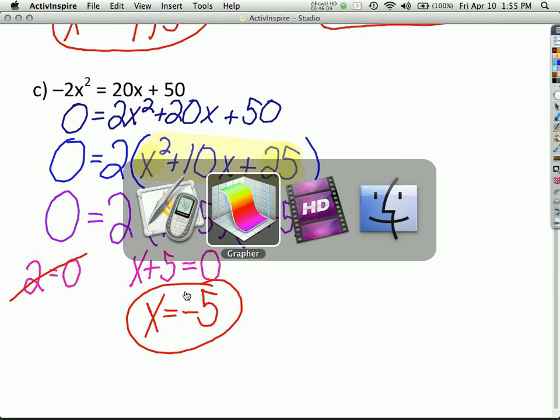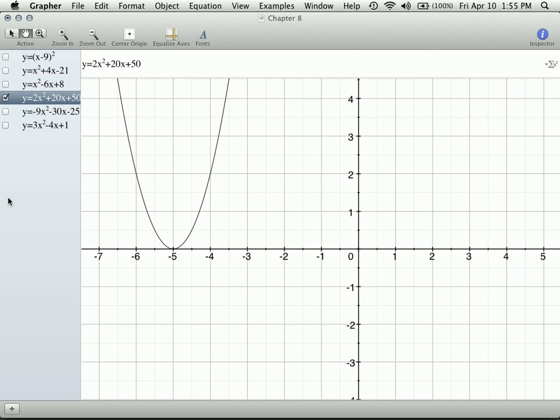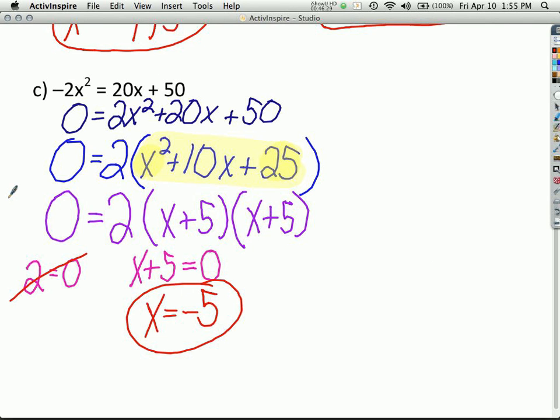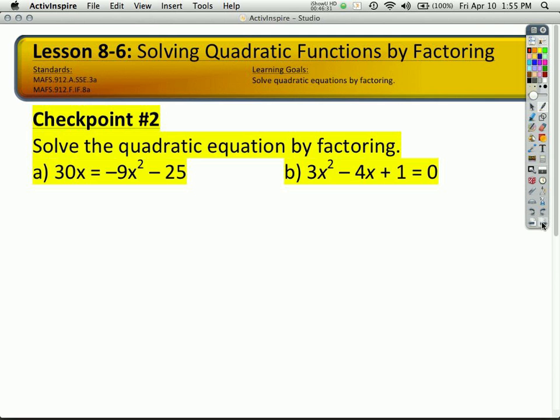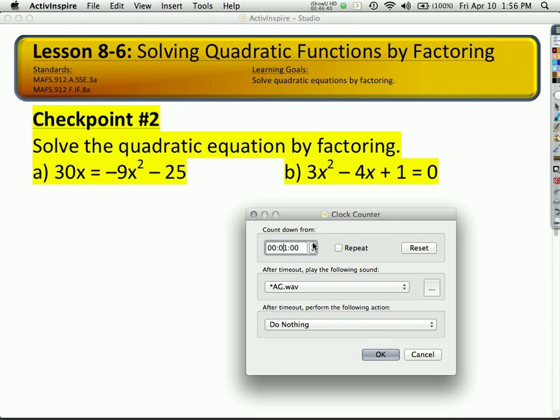Let's prove it one last time. Who would have seen this? Any questions about that? Any concerns? Any observations of any kind? All right, checkpoint number 2. You are on your own now to solve both of these by factoring. And you've got 5 minutes on the clock.